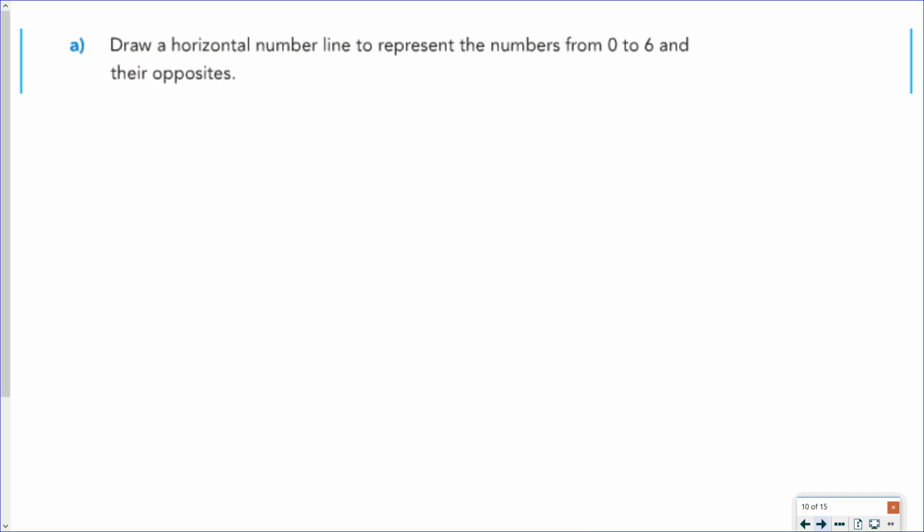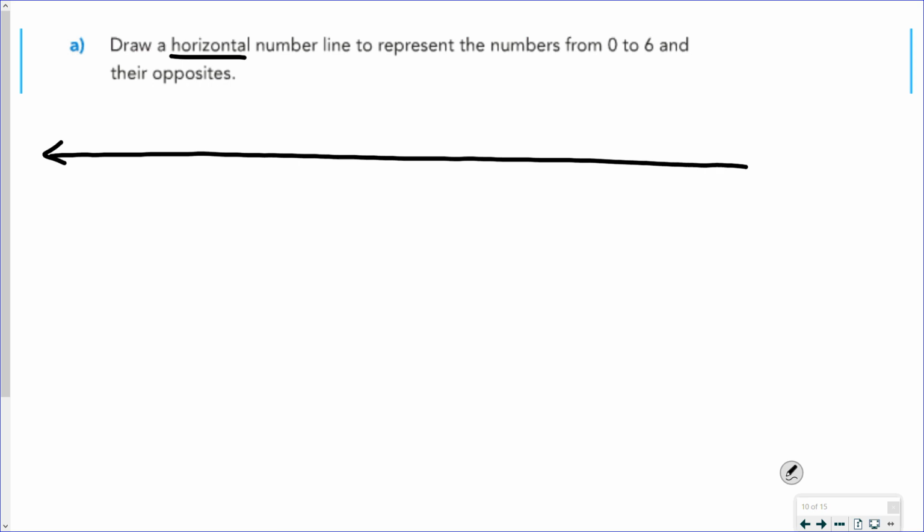So here we want to draw a horizontal number line. Horizontal, if you remember from our previous lesson, horizontal line goes left to right. We want to represent the numbers from 0 to 6, which means we include those numbers, 0 to 6, and their opposites. Okay, so we start on the left with our first value. So we want 0 to 6 and their opposites.